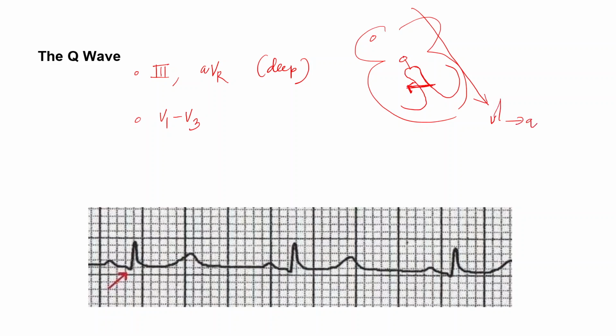But this septal depolarization will not produce any negative wave in leads V1, V2, and V3, because you can see here that V1, V2, V3 are in this direction. The septal depolarization is in the same direction as V1, V2, V3. So usually in V1, V2, V3, you will not find a negative wave before the R wave. So Q waves are not found in V1 to V3. If you are getting a Q wave in V1 to V3, that means it is pathological.